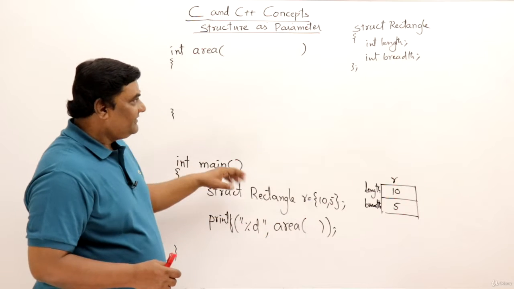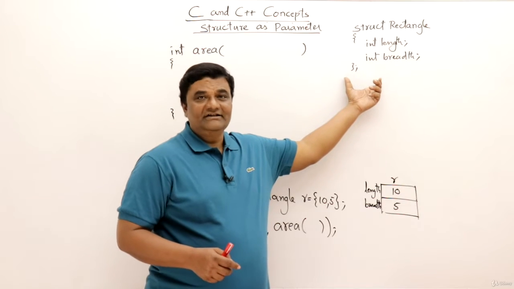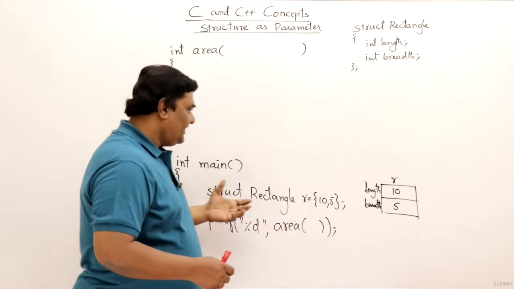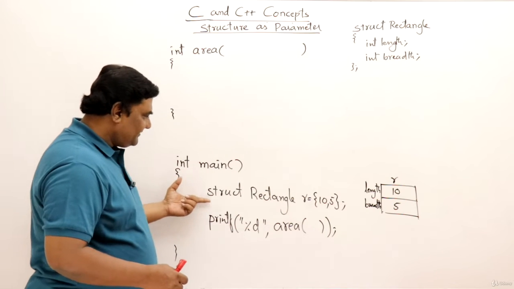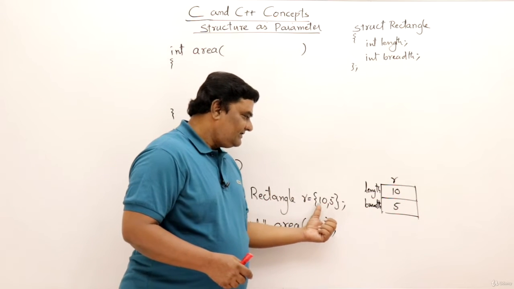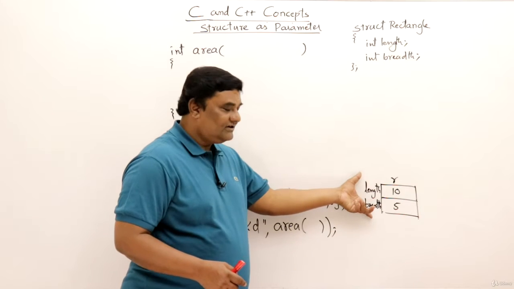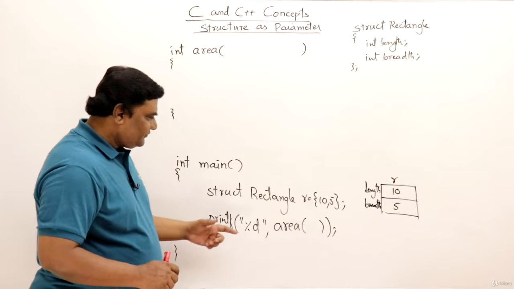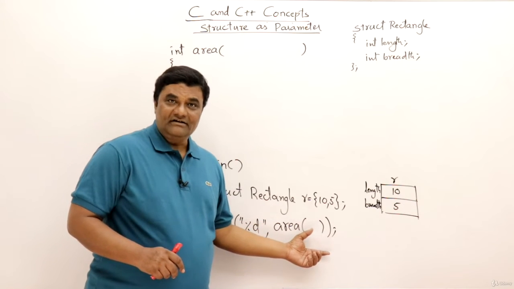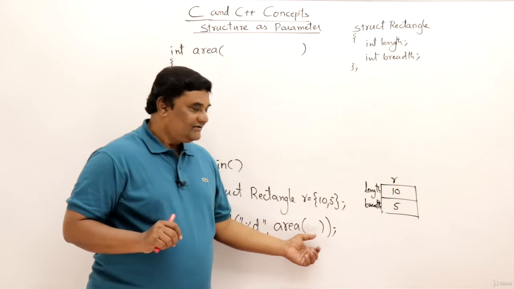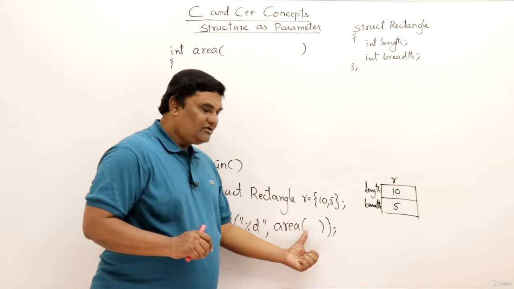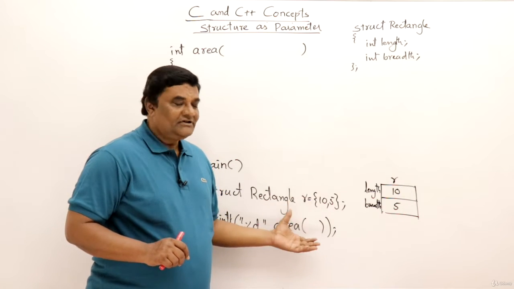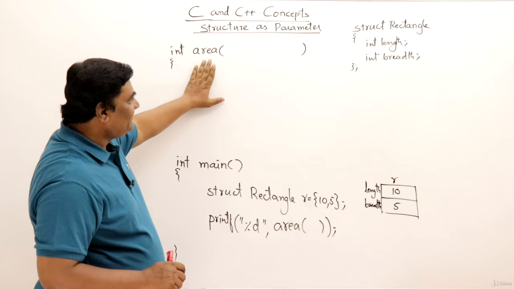See, for that I already have an example. This is a structure rectangle having length and breadth as the members. Then I have a main function having a variable of type rectangle, initialized with 10 and 5, so a variable is created with values 10 and 5. Now I want a function to calculate the area of a rectangle by multiplying length and breadth. So I want to write a function called area. The skeleton is already here.